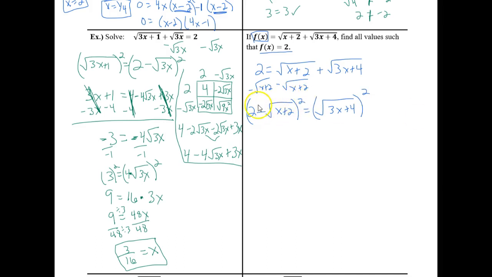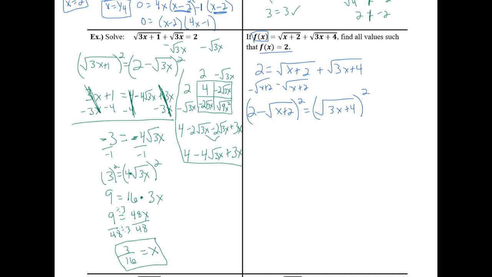Remember, this left-hand side is 2 minus that square root. I need to box or FOIL. This is two terms being squared. So box or FOIL that out. And for the sake of time, I'm going to leave that FOILing and boxing to you.